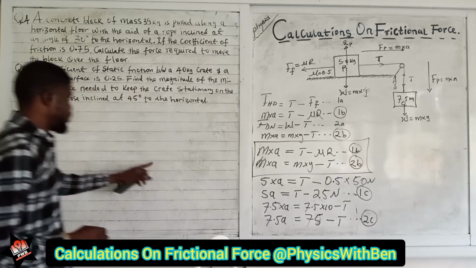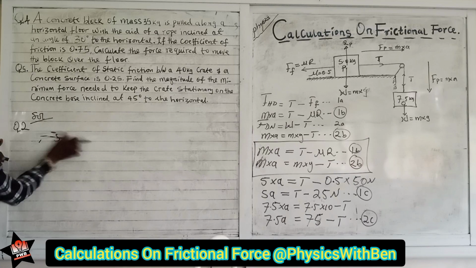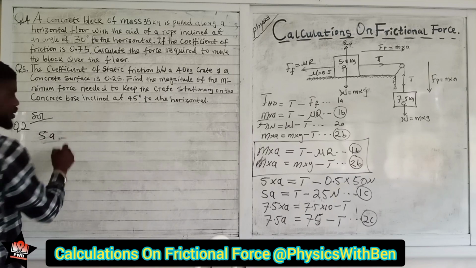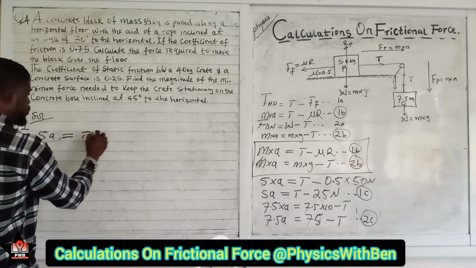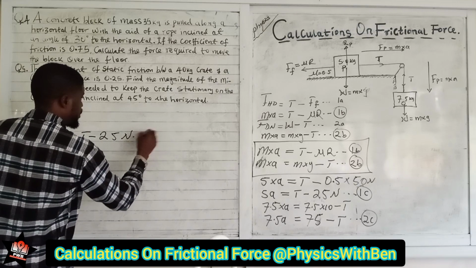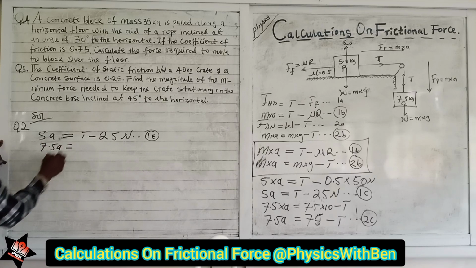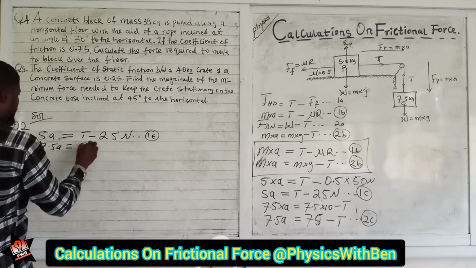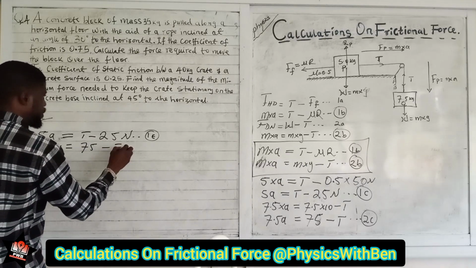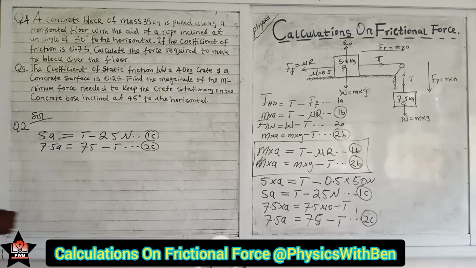We call it equation 2C. So we have 5A is equal to T minus 25 Newton, that is equation 1C, and 7.5A is equal to 75 minus T, equation 2C. We are going to rearrange these equations so that our T will be on one side and the others on the other side.